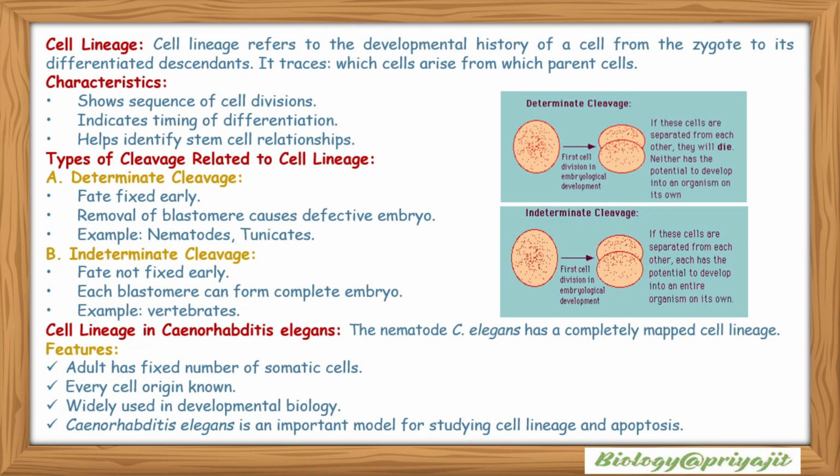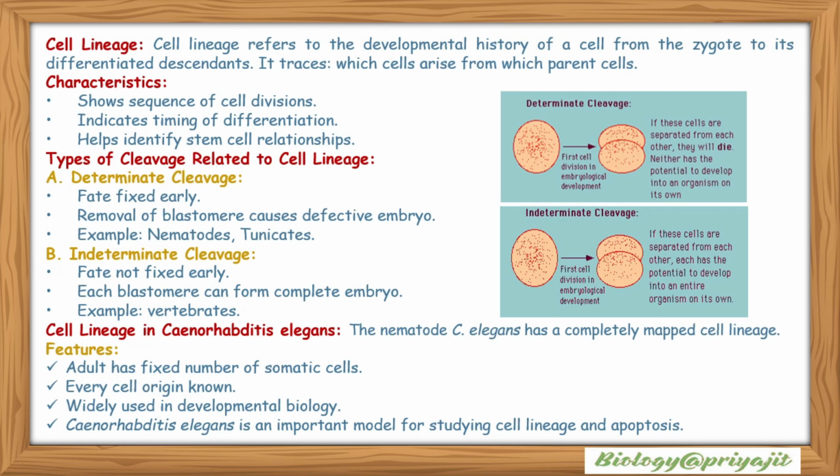Types of cleavage related to cell lineage: determinate cleavage, where fate is fixed early. Removal of a blastomere causes a defective embryo. Examples include nematodes and tunicates. Indeterminate cleavage, where the fate is not fixed early.